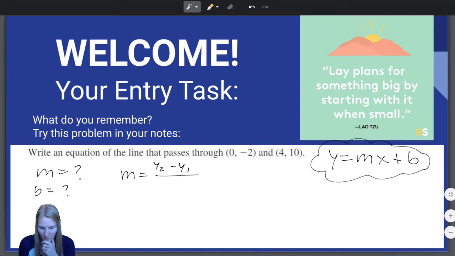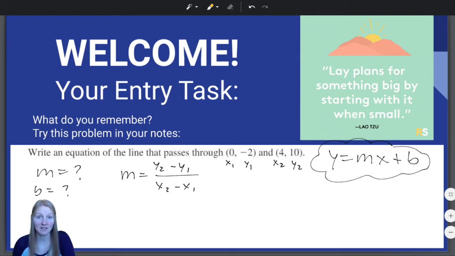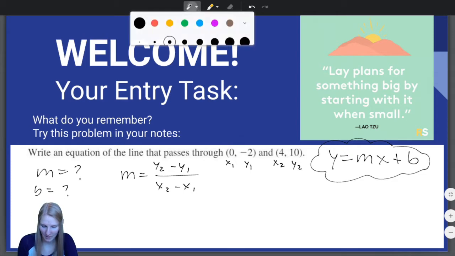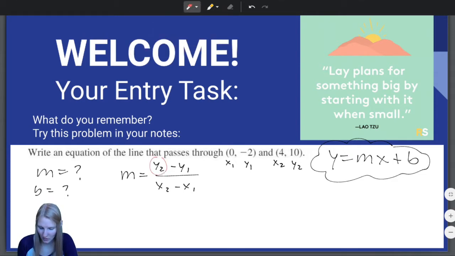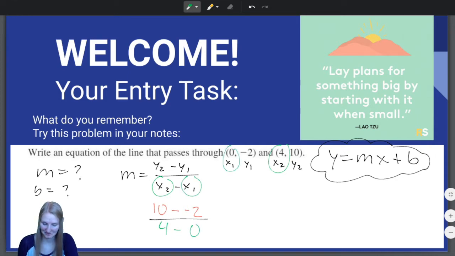m is equal to y2 minus y1 over x2 minus x1. So let's make the first point x1, y1, and the second point x2, y2. All right, now we have y2 is 10 minus y1 is -2, divided by x2, which is 4, minus x1, which is 0.